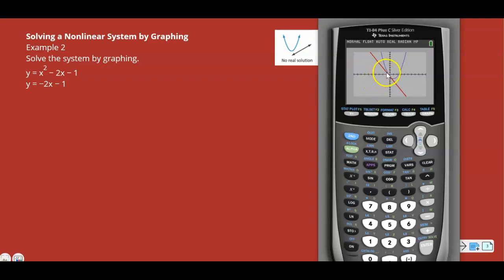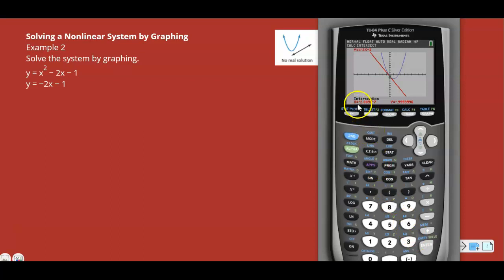All right, so this appears that it's going to cross right here. I can't tell if it crosses once or twice, but let's do second trace. Let's do intersect. And let's go to the left of it and to the right of it. If there's only 1 point, it should give us a solution. If there's more than one, it would give us an error.